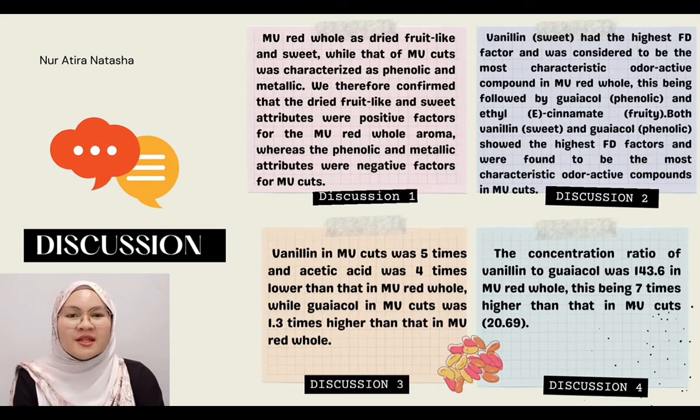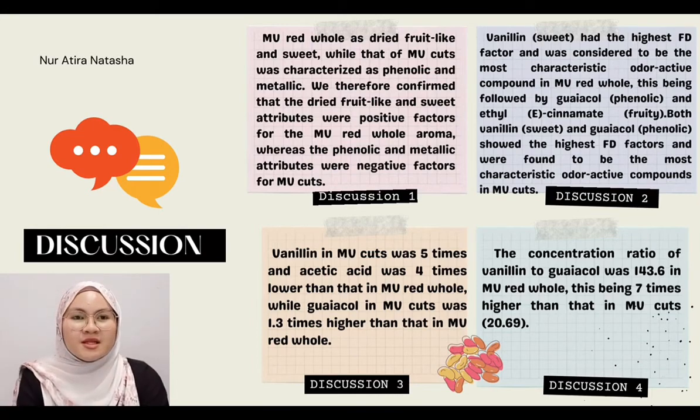Next, vanillin had the highest flavor dilution factors and was considered to be the most characteristic odor-active compound in MV red hole, followed by guaiacol and ethyl cinnamate. Both vanillin and guaiacol showed the highest flavor dilution factors and were found to be the most characteristic odor-active compounds in MV cuts. This result indicates that the most odor-active compounds such as vanillin, guaiacol, ethyl cinnamate, and damascenone were common to red hole and cut beans.